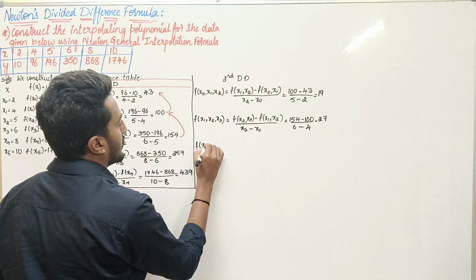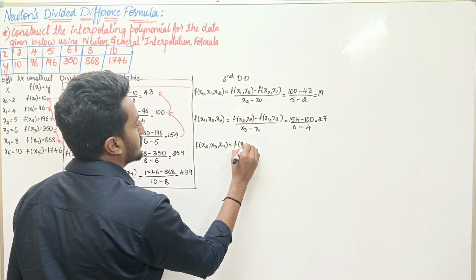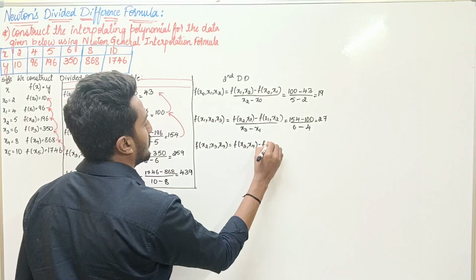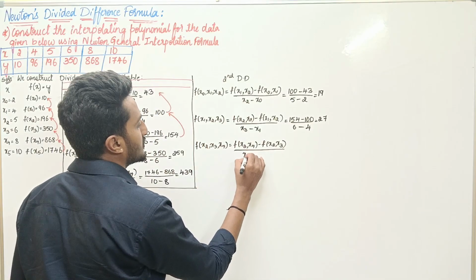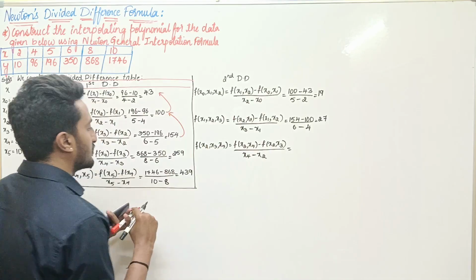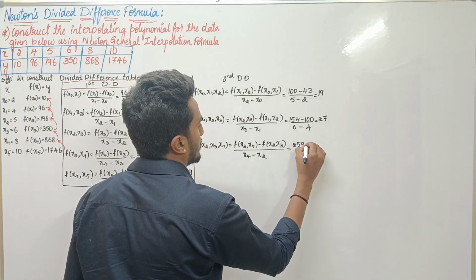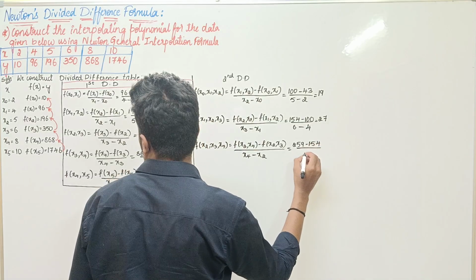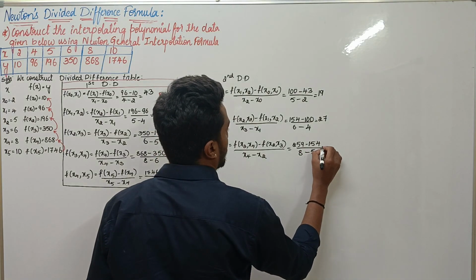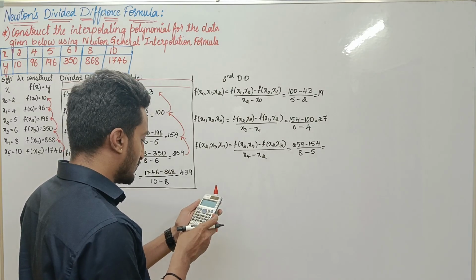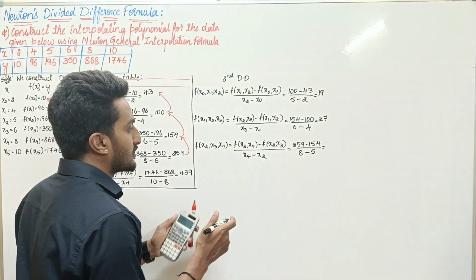Next, f of x2 comma x3 comma x4, which is equal to f of x3 comma x4 minus f of x2 comma x3, whole divided by last element minus first element, that is x4 minus x2. That is 259 minus 154 divided by x4, which is 8, minus x2, which is 5. So 259 minus 154 divided by 8 minus 5, 35.